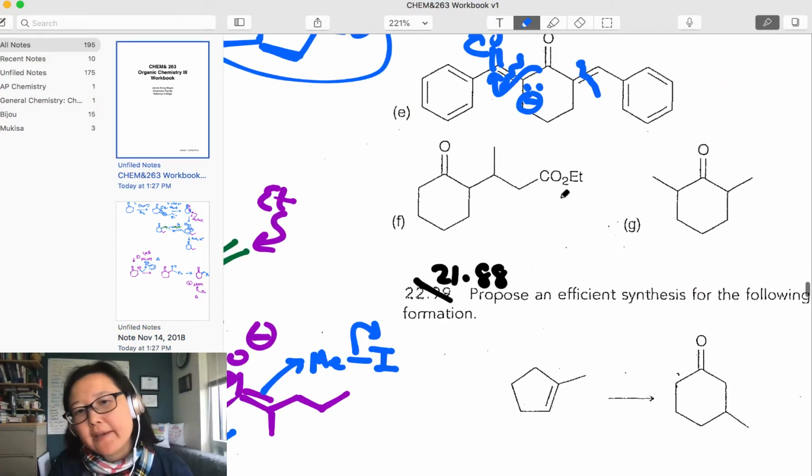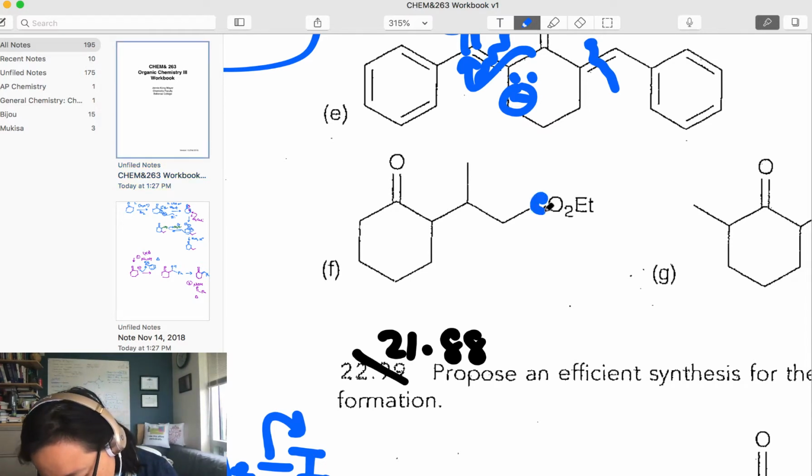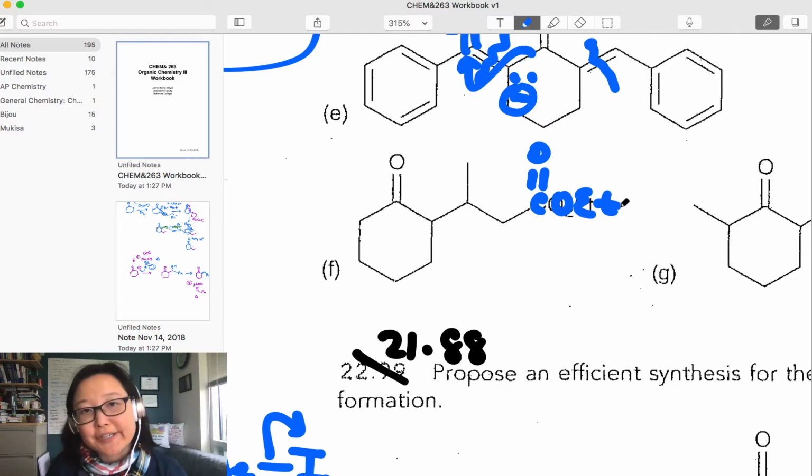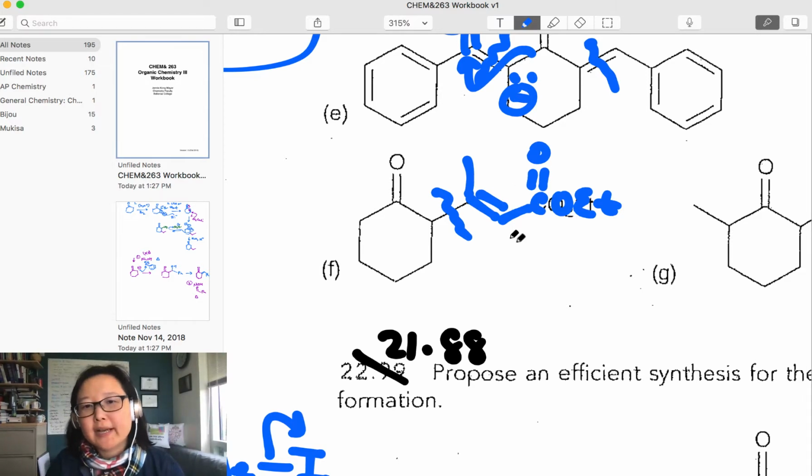This next one, I would probably write it out. This CO2Et means C double bond O, OEt. Okay, so it's an ester. And notice it's 1, 2, 3, 4, 5 away. So we're talking about another Michael addition. Probably the Michael acceptor is going to be this alpha beta unsaturated compound.